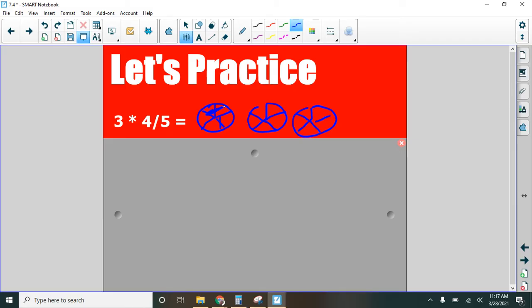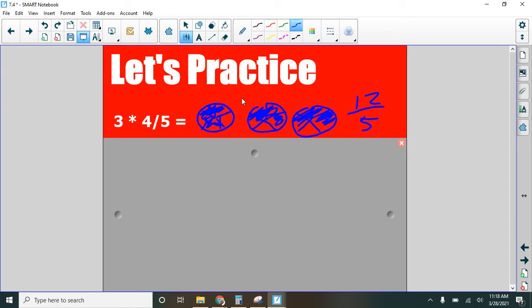So let's shade in 4 of these parts. 1, 2, 3, 4. So that one's 4/5. This one's 4/5. And this one's 4/5. So I have 3 groups of 4/5. How many fifths do I have now? I have 12 fifths.